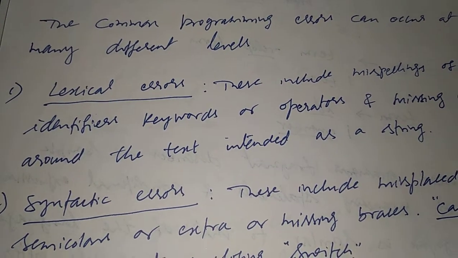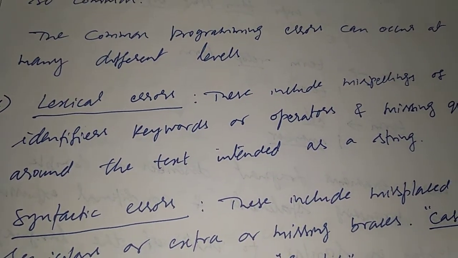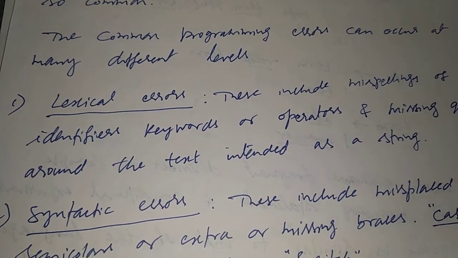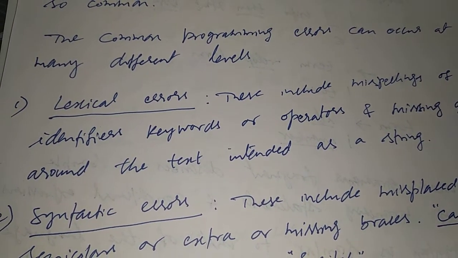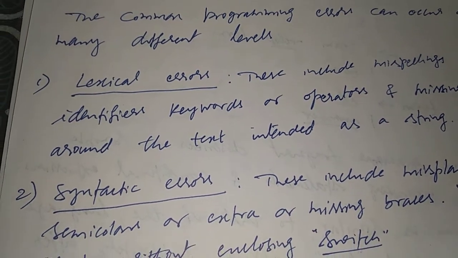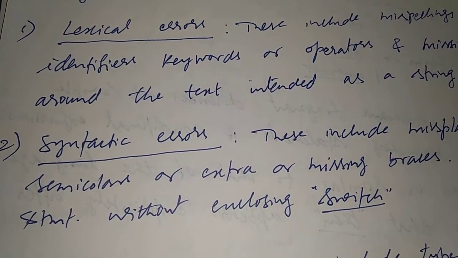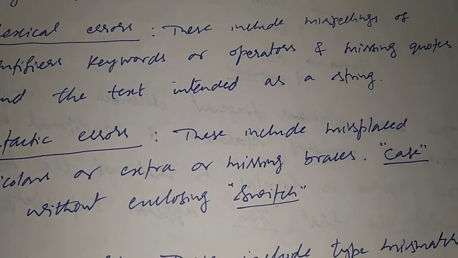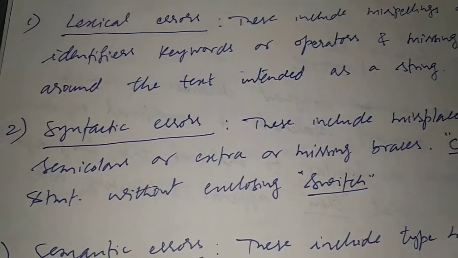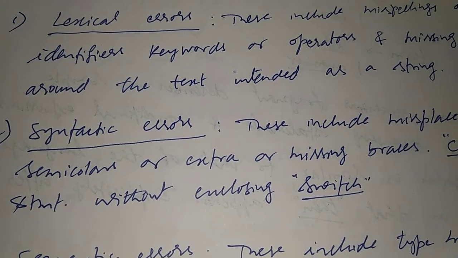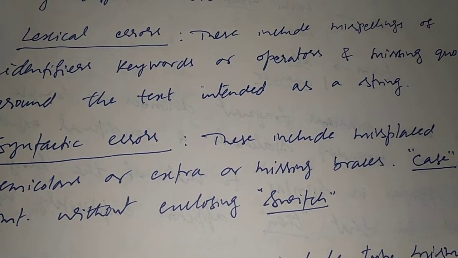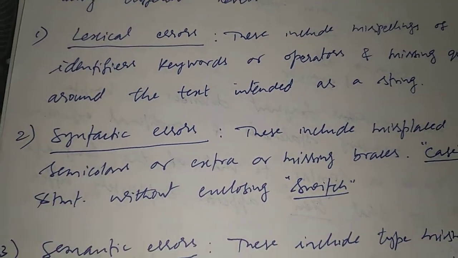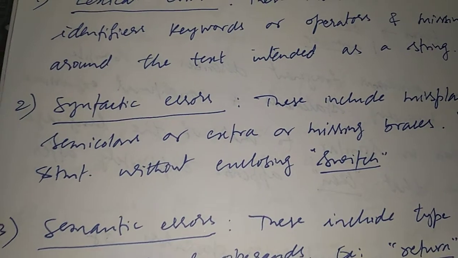Sometimes we miss the double quotes for the string. Sometimes the keywords are misspelled. Sometimes we miss the operators. All these are lexical errors. Then we have syntactic errors, that is, whenever we have syntax errors like misplacing the semicolon, extra or missing braces, or a case statement without an enclosing switch. These are examples of syntactic errors.